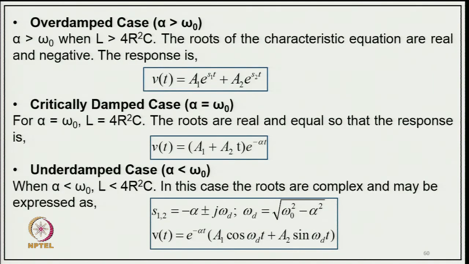Now, we can come to all the three cases we discussed already in the series circuit, in this parallel circuit also. So, the overdamped case is alpha greater than omega 0, which means L is greater than 4 R square C. So, the roots of the characteristic equation are real and negative, and the response is V t equal to A 1 e to the power S 1 t plus A 2 e to the power S 2 t.